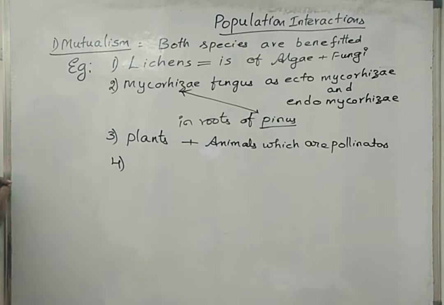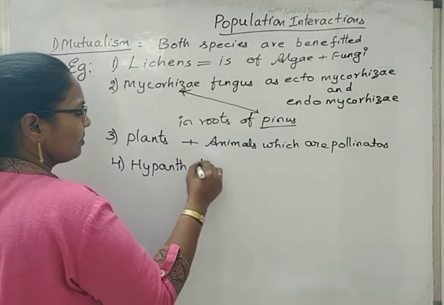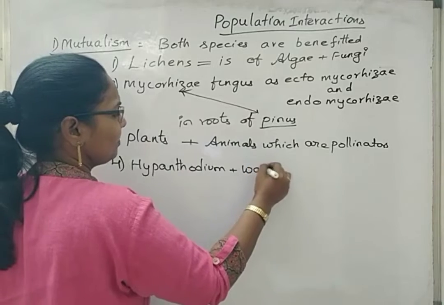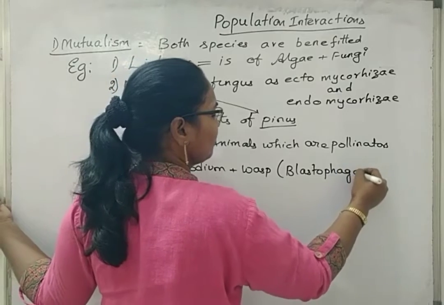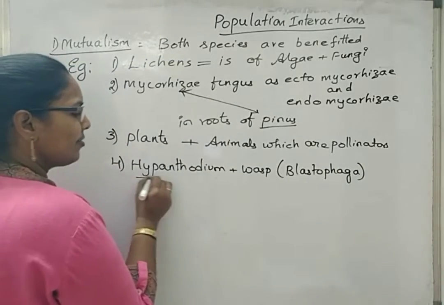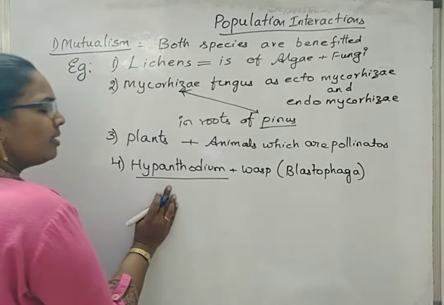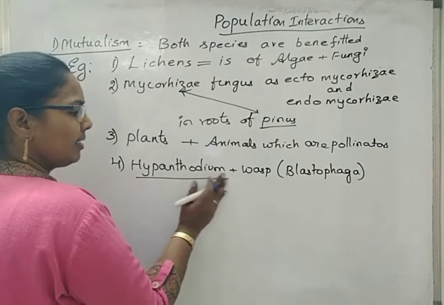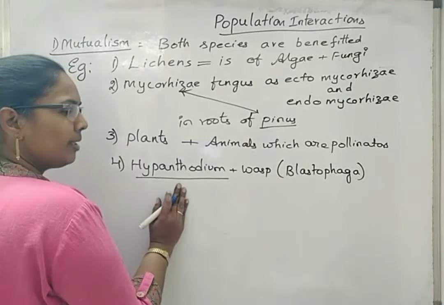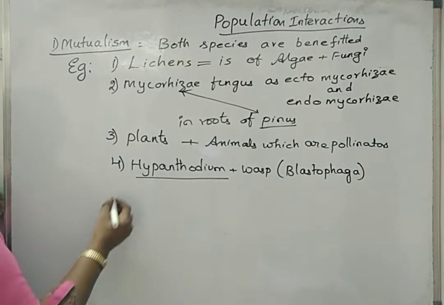Another example is Hypanthodium plus wasp, that is Blastophaga. Hypanthodium is a fig fruit obtained from the ficus plants, and the wasp lays its eggs only in the Hypanthodium gall flowers, which provide nourishment for the developing larvae. At the same time, the plant gets support for pollination by the wasp which has entered the fig fruit.